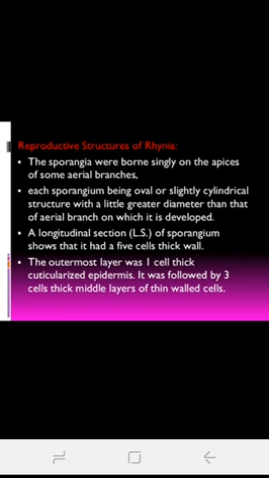Now the reproductive part of Rhynia is the sporangia. You have already seen in the picture that sporangia are present at the apex of the aerial dichotomous branches. Each sporangium is an oval, somewhat cylindrical structure. In longitudinal section you can see a thick walled outer covering, a cuticularized epidermis, and three cell thick middle layers. So the wall is made of different layers: the outermost is thick walled, then three cell layers.